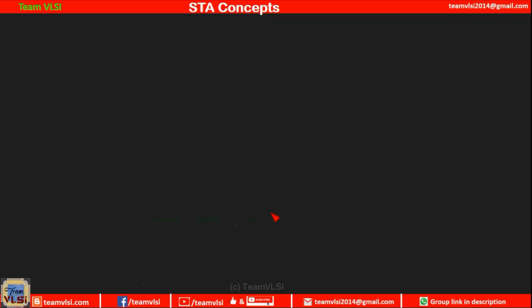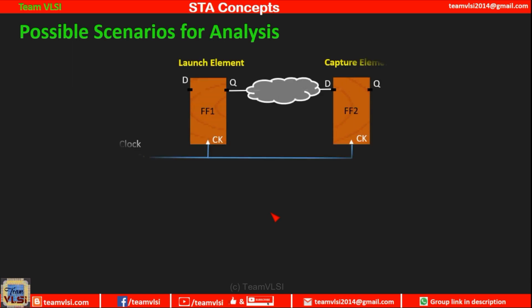So first of all, what are the possible scenarios for the analysis? A typical register to register path is represented like this, where there are two flops. One flop launches the data and the other flop captures the data. The flop which launches the data, here FF1, is called the launch element or launch flop, and the flop which captures the data is called the capture element or capture flop.